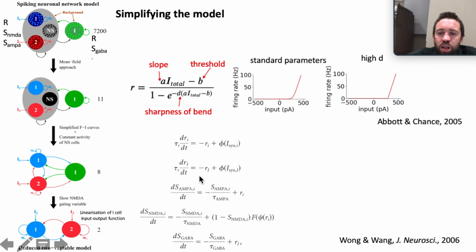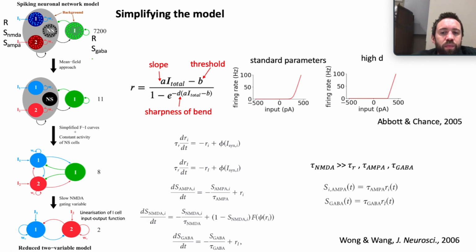So this allows us to reduce this model, which initially had 70 to 100 differential equations, down to just 2 differential equations. And we're only interested now in the dynamics of the NMDA receptors in the populations that favor direction A versus direction B. And here we see again, just to remind us that the time constant for NMDA is much longer than the time constants for AMPA, GABA, and the firing rates indeed.